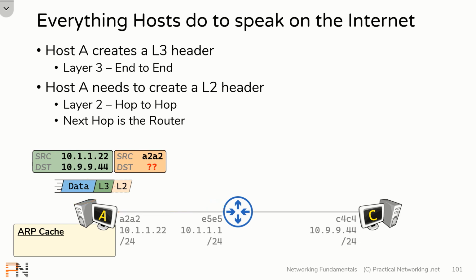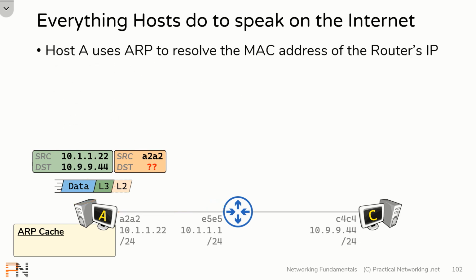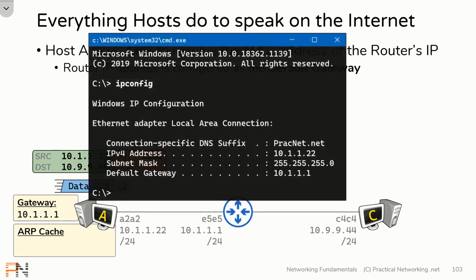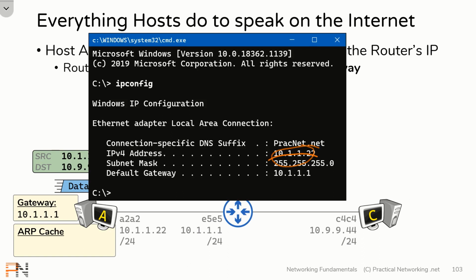Host A, just like before, is going to have to use ARP to resolve the MAC address of the router. But there's something we have to mention. How does host A even know the router's IP address? Well, the answer to that is that the router's IP address is already configured on host A as host A's default gateway. When you connect a computer to the internet, there are three things that you have to configure: an IP address, a subnet mask, and a default gateway.